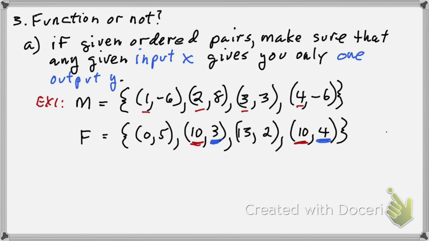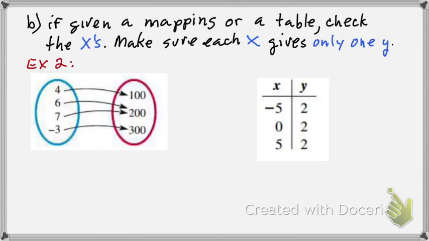Another way they could ask it is by giving you a mapping or a table. Notice that's just exactly like giving you the ordered pairs. This thing on the left is called a mapping. It just says 4 maps to 100, 6 maps to 200, 7 maps to 200, and so on.